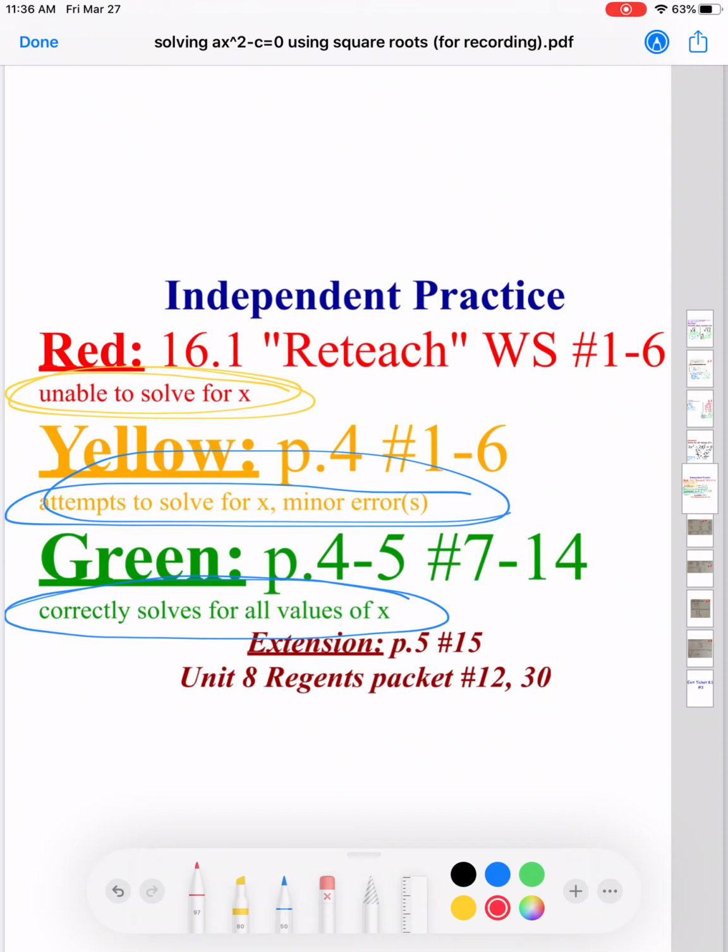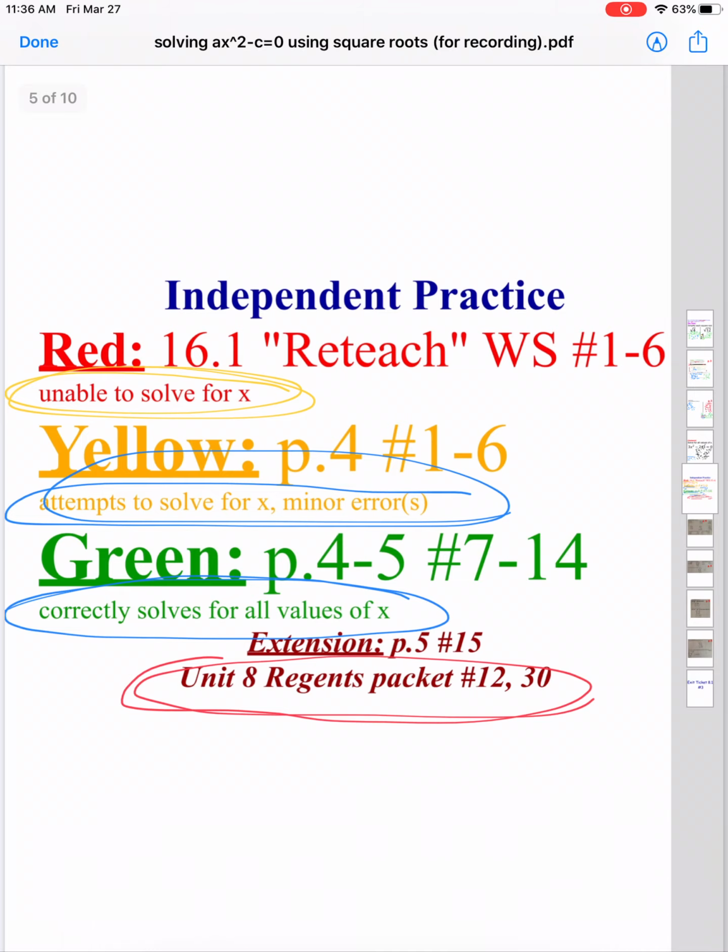I also just want to point out that at this point, you now know how to do 2 questions in your Regents packet. So if you're trying to be proactive and work on that Regents packet throughout the whole unit, I would go ahead and try question numbers 12 and 30 in that packet. So again, at this point in this video, you should be pausing the video, going to answer at least 2 groups worth here of questions, and then you're going to be submitting your practice onto Google Classroom.